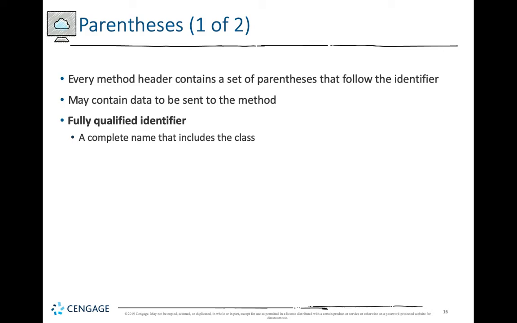The parentheses. So every method header contains a set of parentheses that follow the identifier, and they may or may not contain data in them. And the way that you specify them is the data type, space, the variable name or the parameter name. Inside of a method signature, inside of the parentheses, it's always what we call the parameter.